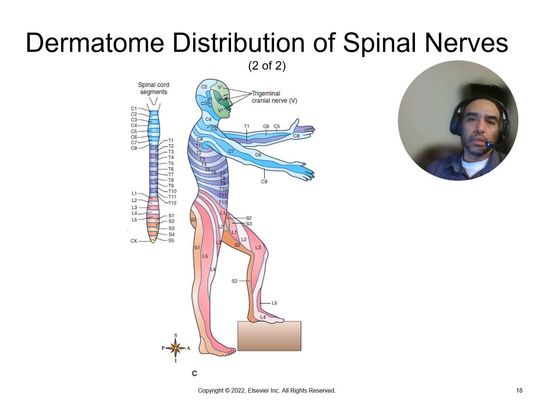21-8 shows the dermatome distribution of spinal nerves. This is figure C, the side of the body's surface. Okay, let's jump into this one.